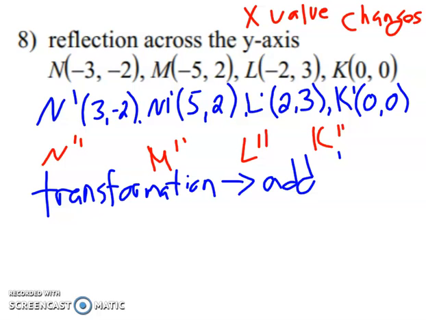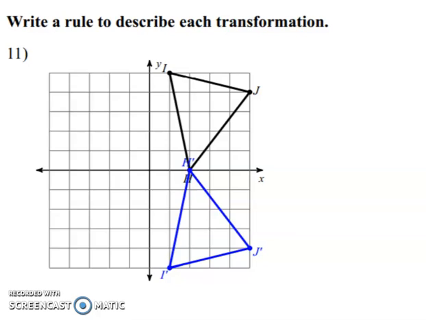All right, great job so far. We got one more example to go through. So in this one, it says write a rule to describe each transformation. Now we need to determine what is the pre-image and what is the image.